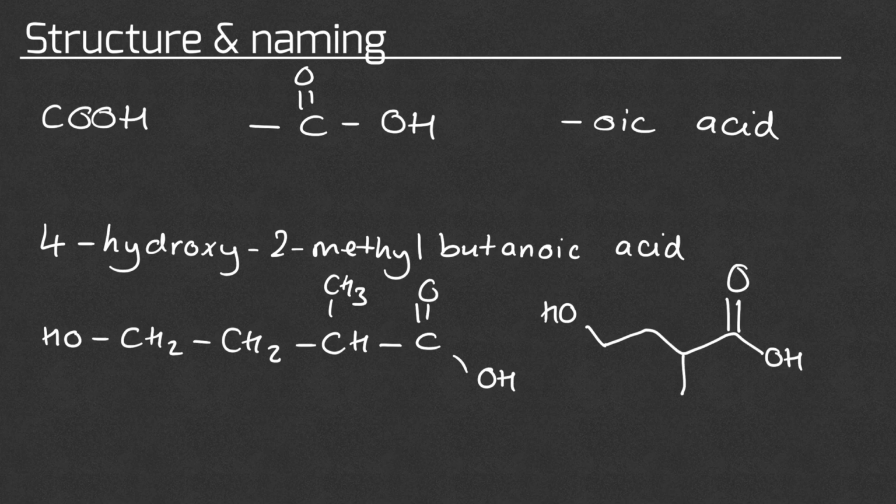Again, here you can see we've got 4 carbons in the chain of each of these molecules. The hydroxy, or the alcohol group on carbon 4, is carbon 4 at the left-hand side because the carboxylic acid group will be carbon 1 in each case. As we've already got the suffix oic acid for the carboxylic acid, we'll use the prefix hydroxy for the alcohol group, and we've got a methyl group on carbon 2.